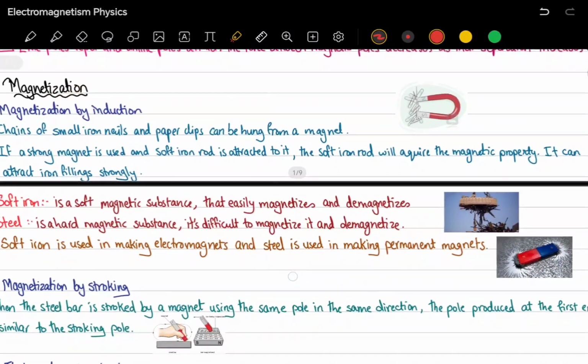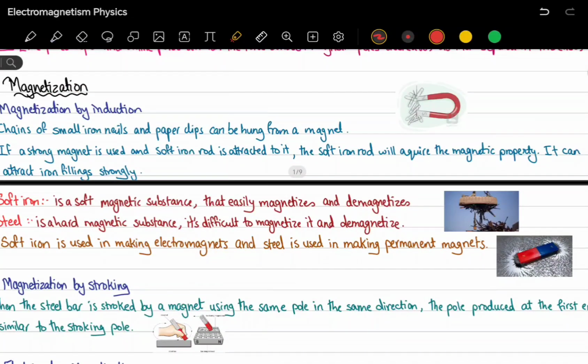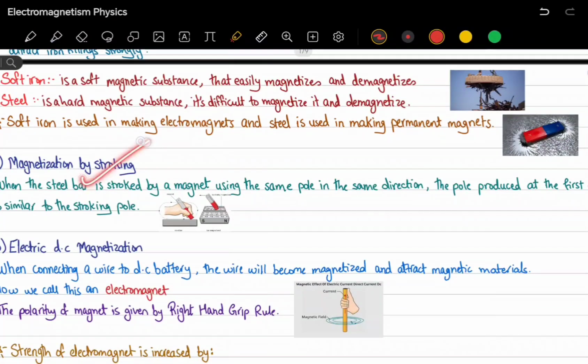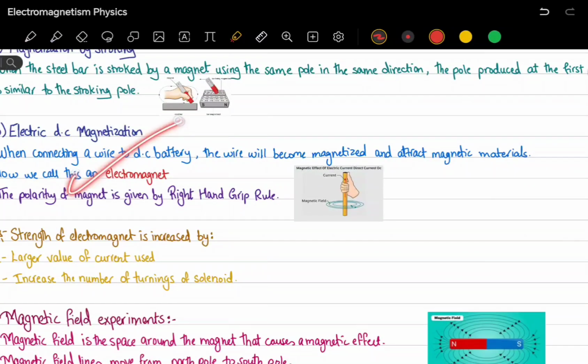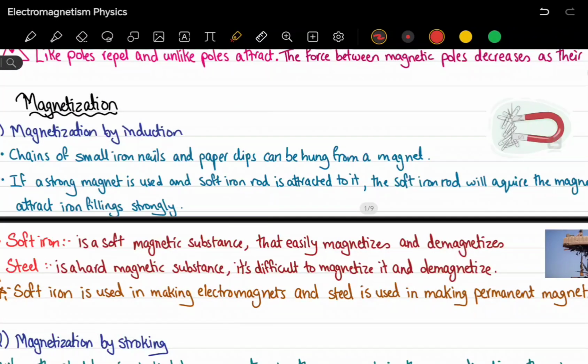Now let's move on to magnetization. We have different methods to magnetize things. For example, we can magnetize by induction, magnetization by stroking, and electric DC magnetization. When we discuss magnetization by induction, when you bring any magnet closer to iron nails and paper clips, they will experience a force of attraction.